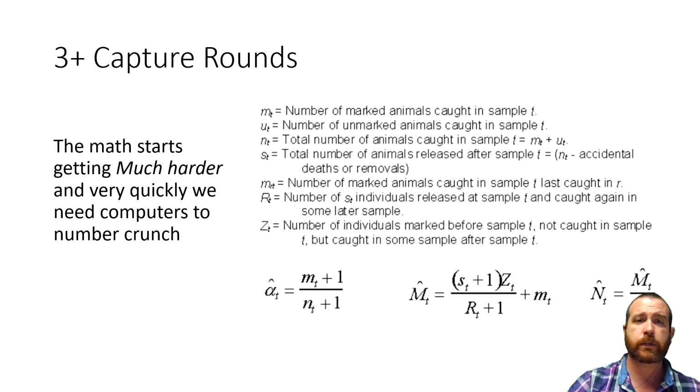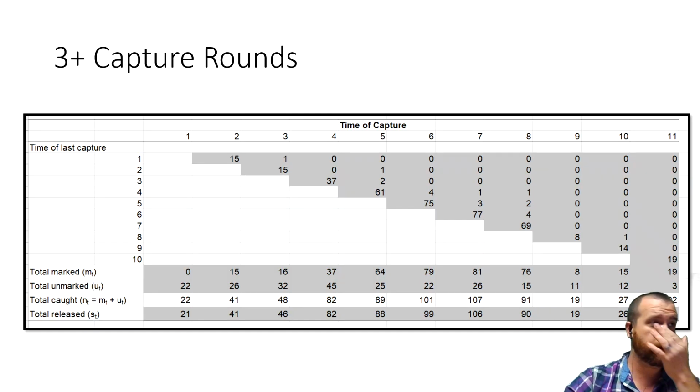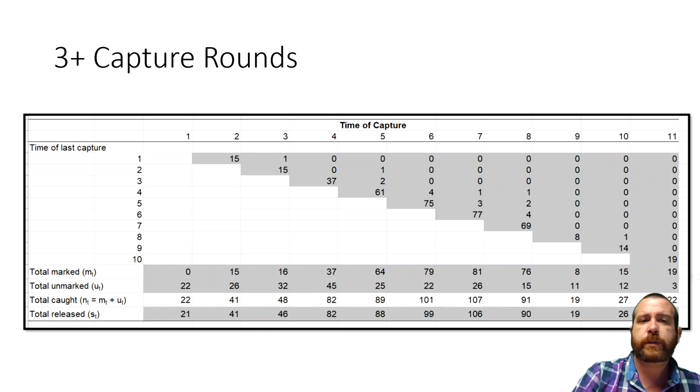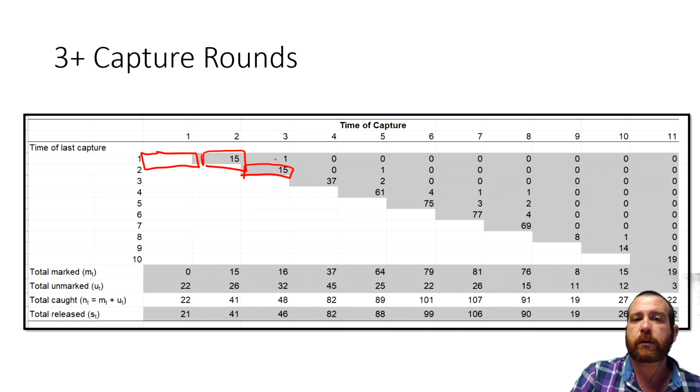What does this actually look like? Well, these are all the formulas, and I don't expect you to know these formulas because we would never actually use them on paper. We would put them into, in this case, just an Excel file, and this is an example of a capture history where there were 22 individuals that we could have captured, and we ended up seeing 15 of them. Then we ended up seeing that same 15 existing in that population again, and over time we start to capture more and more individuals.